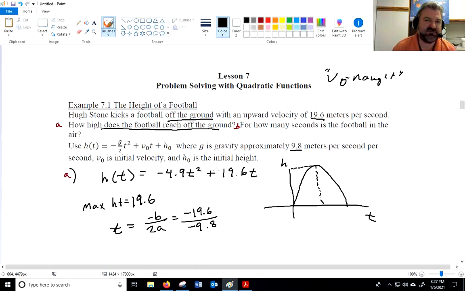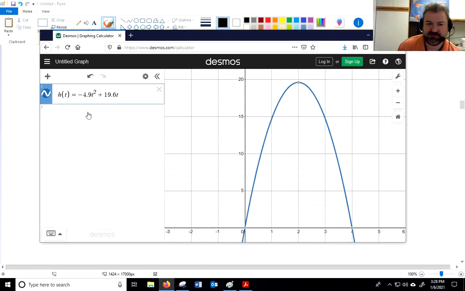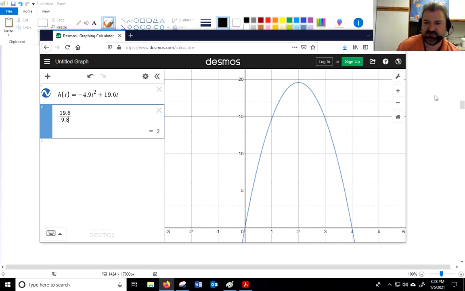So you can see that if something is launched from the ground, the time that it will reach the maximum height will always be equal to the velocity it was kicked at divided by gravity, which is kind of a cool result, I think. And 19.6 divided by 9.8 is 2.